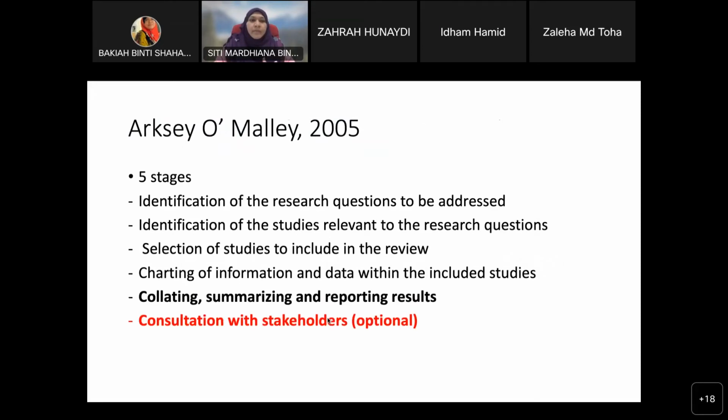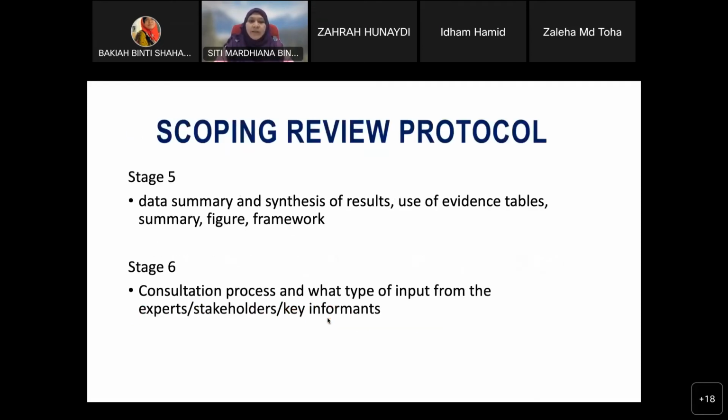And then the last stage is collecting, summarizing, and reporting the results. In stage 5, you need data summary and synthesis of results, using an evidence table, summary, figure, or framework. And stage 6 is optional, where you can do a consultation process and get input from the experts, stakeholders, or key informants.